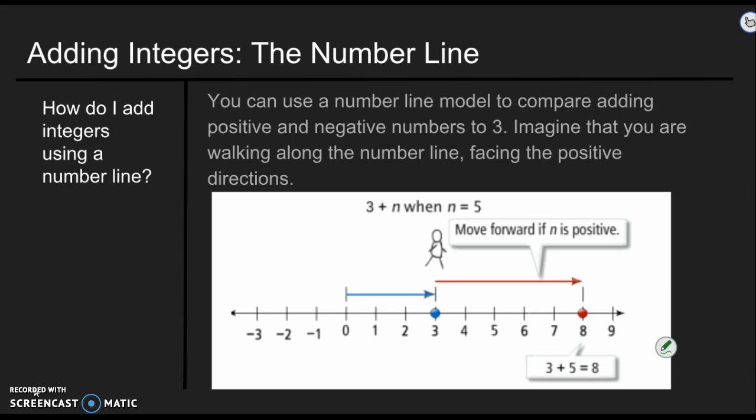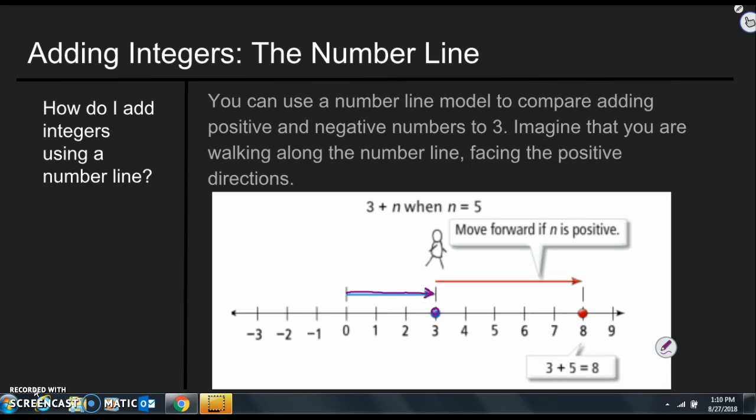You can use a number line model to compare adding positive and negative numbers, for example, to the number 3. Imagine that you are walking along the number line facing the positive direction. We start at 0. From 0, we move 3 spaces and we stop. This 3 indicates the first number within our expression.